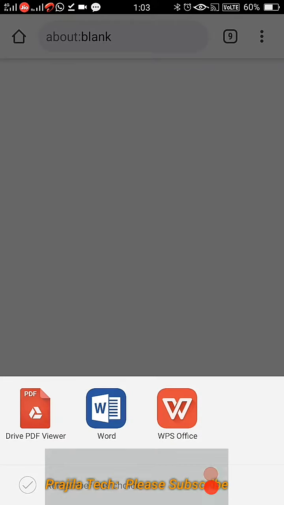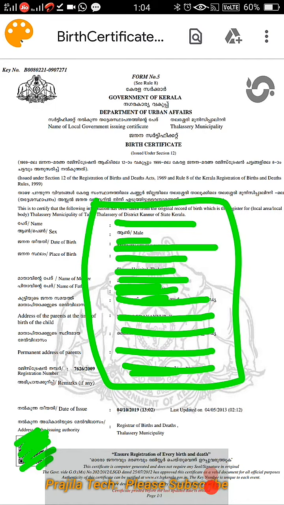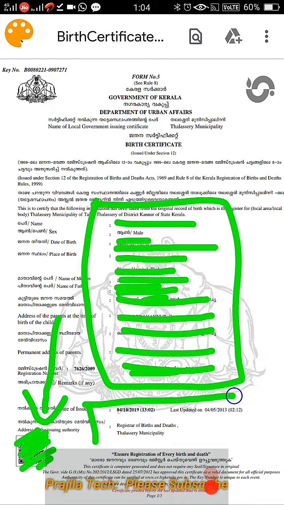Now once it is downloaded, you can click on the open button here. Make sure that if it is on your mobile, it should have a PDF viewer or Word viewer, any of these. On a PC you will usually have one. So you can see my birth certificate is downloaded here. All the details will be correct. You can verify it. All the things are correct.